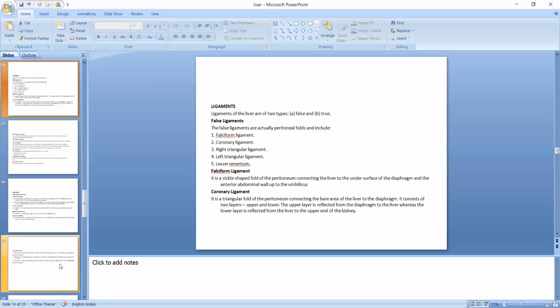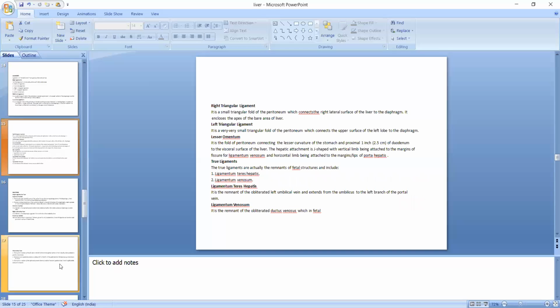Falciform ligament is a sickle-shaped fold of the peritoneum connecting the liver to the undersurface of the diaphragm and the anterior abdominal wall up to the umbilicus. And the coronary ligament is a triangular fold of the peritoneum connecting the liver to the diaphragm, and it consists of two layers, upper and lower. The upper layer is reflected from the diaphragm to the liver, whereas the lower layer is reflected from the liver to the upper end of the kidney.